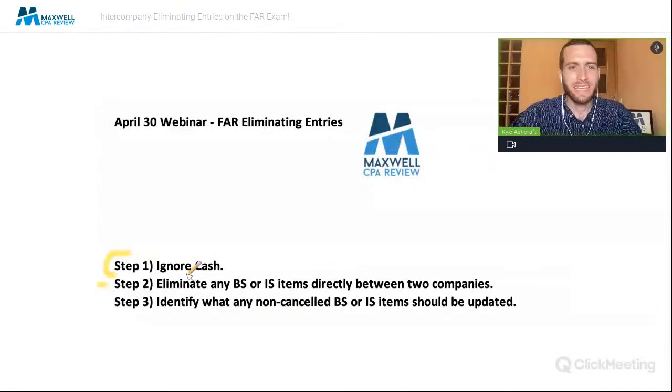Then we're going to eliminate any balance sheet items or income statement items directly between the companies. And then from there, we're going to adjust any balance sheet or income statement items that we did not have to eliminate, which will make more sense in just a moment.